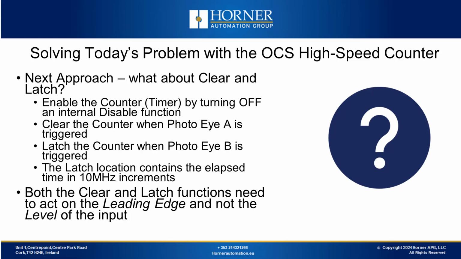When photo eye A is triggered, the clear function will reset the timer to 0 and start counting until photo eye B is triggered. Then the elapsed time in 10 MHz increments will be stored in the latch register, which we will then use for our calculation. To do this, we need to ensure both functions can be active on the leading edge of the switch, so that the clear and latch functions are carried out immediately when photo eyes A and B are triggered.